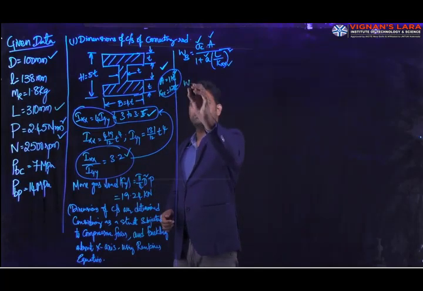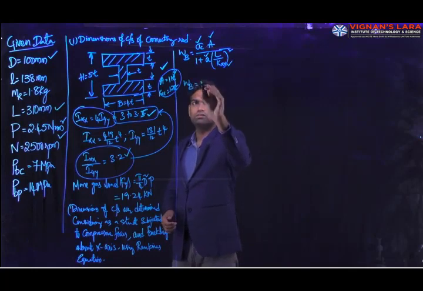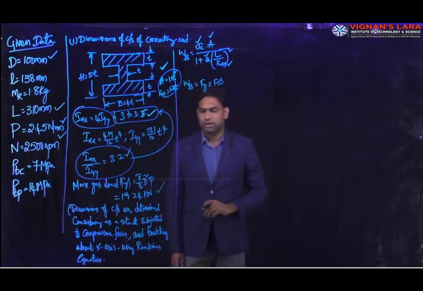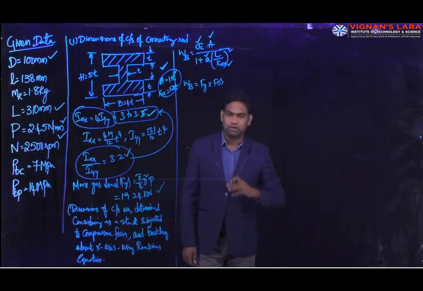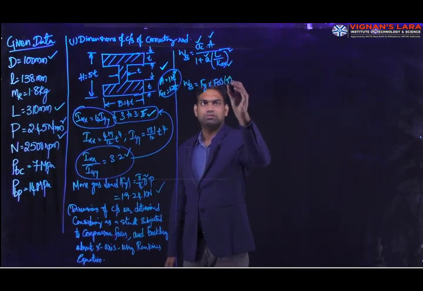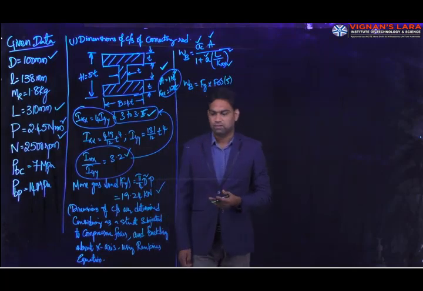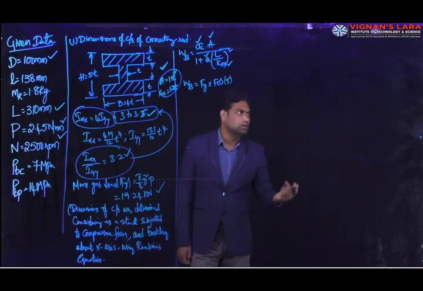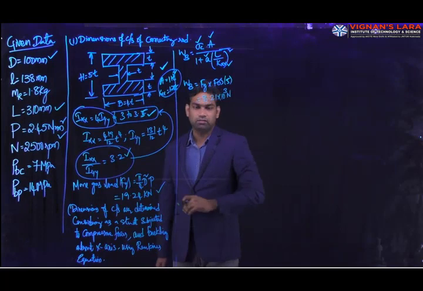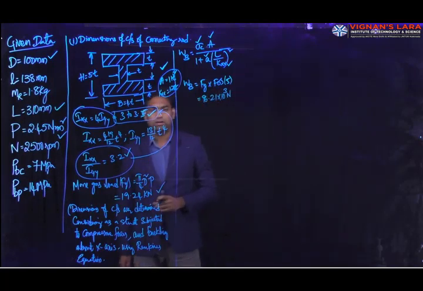The buckling load WB equals Fg into factor of safety. Fg is the maximum gas load already calculated, 19.24 kilonewtons, and the factor of safety can be taken between 5 to 6 times. I consider a factor of safety of 5. By substituting the factor of safety 5 and maximum gas load 19.24 kilonewtons, the buckling load is 96.21 kilonewtons.